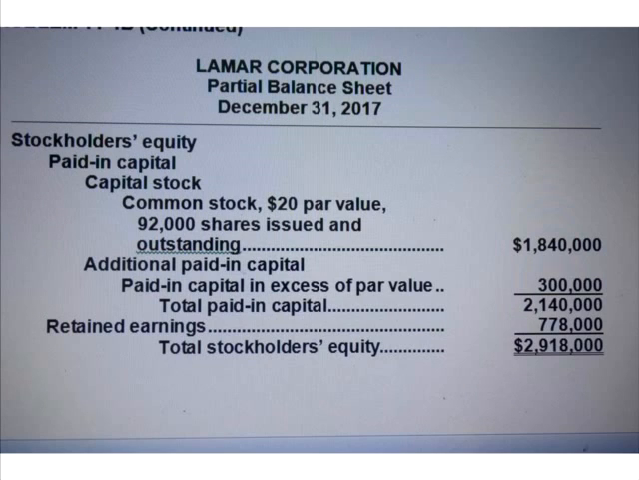We list paid-in capital first, and this is pretty straightforward here. So under capital stock, we only have one class of stock, and that's common, with a $20 par value. That did not change, and 92,000 shares issued and outstanding. Once again, it's the original 80,000 plus the 12,000 from the stock dividend. So the total value, as we already saw in our T accounts, is $1,840,000 in common stock.